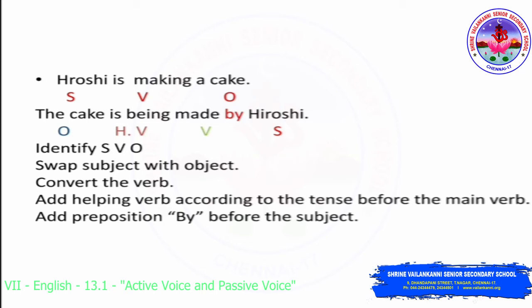So at the last, we have to complete the sentence by using the preposition by before the subject. The cake is being made by Hiroshi. Hiroshi is making a cake. The cake is being made by Hiroshi. So that is the passive voice. This is how you have to convert the active voice to passive voice.